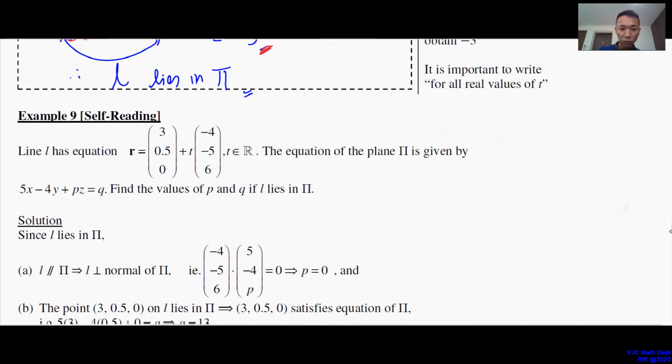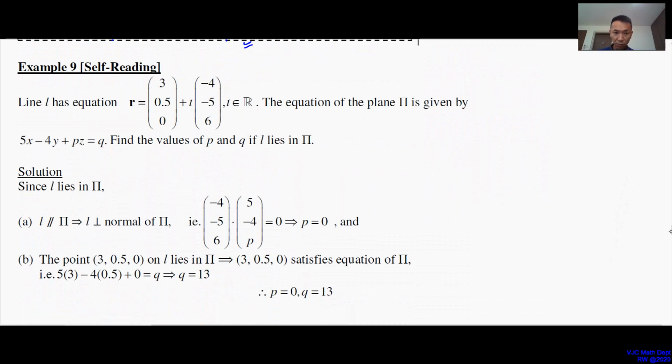Example 9 is for you to read on your own. I don't think we need to go through. You can slowly pause the video, digest it, and then we can carry on next. Pause the video, or that's the end of the video.